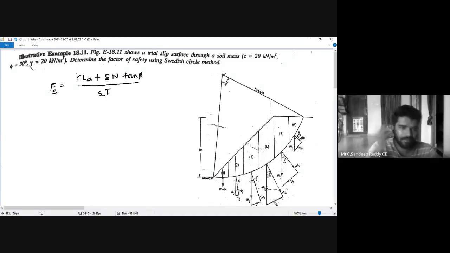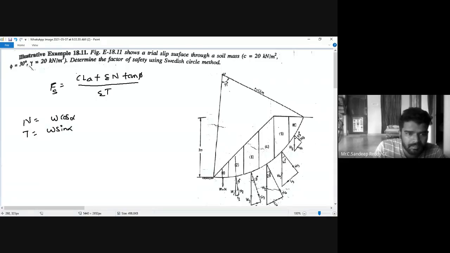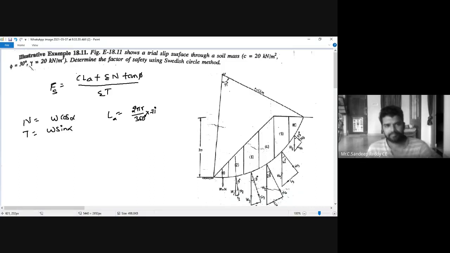Right? So what are the formulas we have? N is equal to W cos alpha. Right? T is equal to W sin alpha. Right? So these are the two equations to find out normal reaction and tangential reaction, and then La, or length of slip surface, is equal to 2 pi r by 360 degrees into angle made. And here it is 71 degrees. Okay, these three formulas you have to make use of and find the factor of safety of the soil slope using the Swedish circle method.